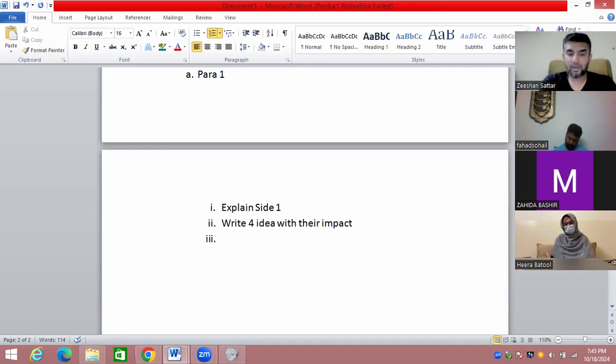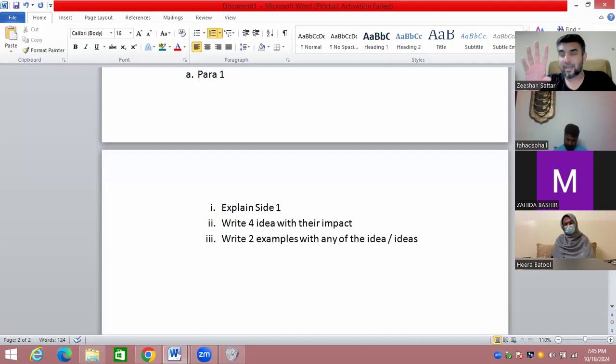Number 3, write 2 examples with any of the ideas. Write 2 examples with 4 ideas. Write 2 examples with any two of them. Write one with idea 1, one with 2, one with 3, one with 4.